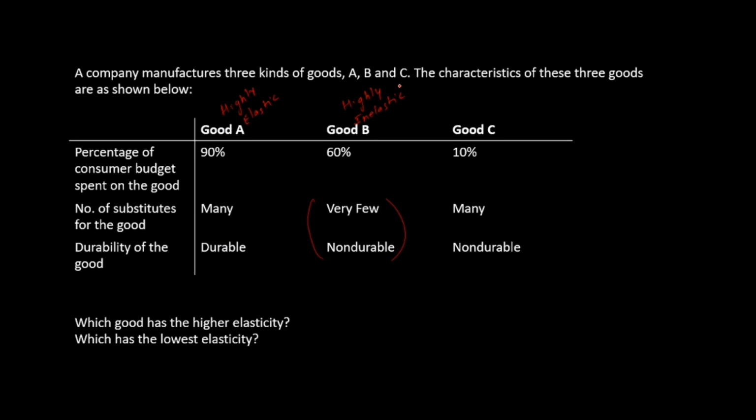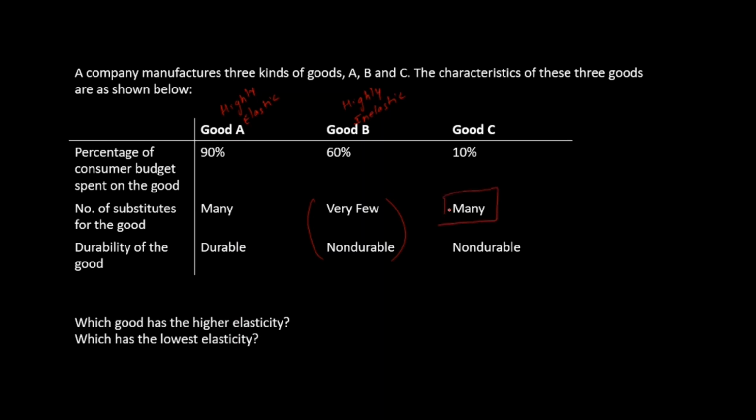Now good C, the percentage of consumers' budget is only 10%. So this makes the good inelastic in nature. But the number of substitutes are many, which contributes to the elasticity of demand. And durability of the goods, if I look at this, it is non-durable, right? So I can say that the elasticity of demand for good C will be lower than good A, but higher than good B, mainly because it has many substitutes.